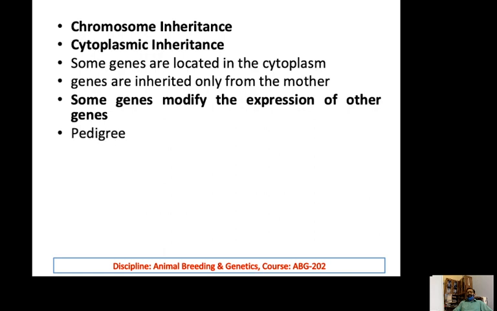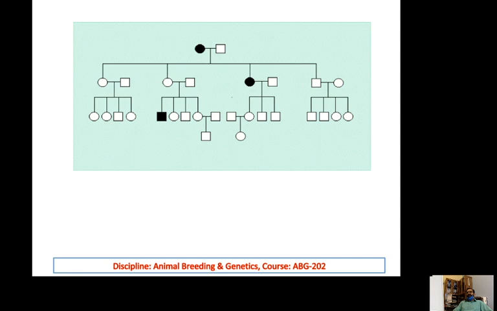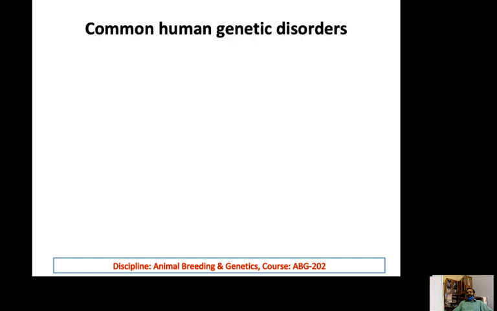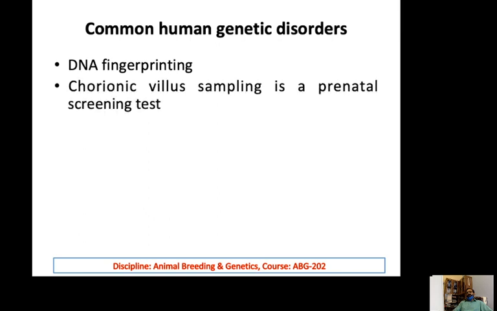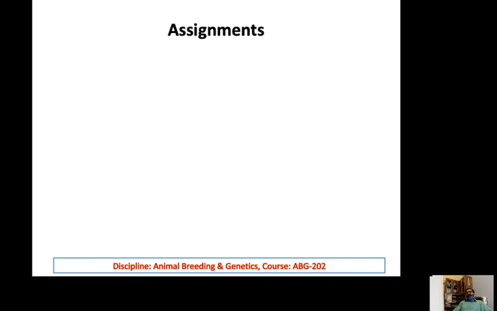Some genes can modify the others, and in that case we have to go for pedigrees, and we have studied the pedigree already. Here, for example, the dotted ones indicate the affected, and the blank ones are normal. The common genetic disorders in humans can be predicted even in the womb during pregnancy, and we use DNA fingerprinting technology for that. And with the help of the PCR machine, you can work out which copy is defective and which is the correct one. And for that, we take a chorionic villus sampling in the prenatal screening test, and that's all.